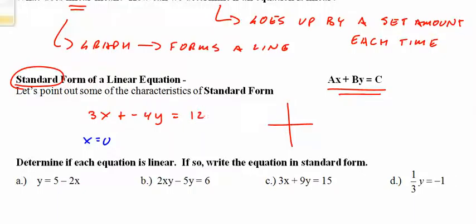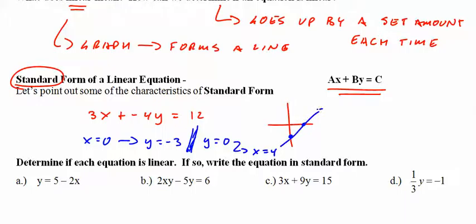When x equals 0, y equals negative 3. Hey, there's a point. 0, negative 3 down here somewhere. When y equals 0, x equals 4. So hey, here's another point, and we can graph it.